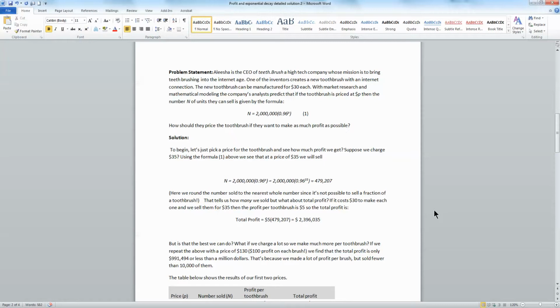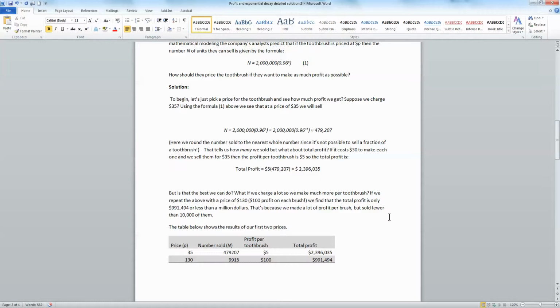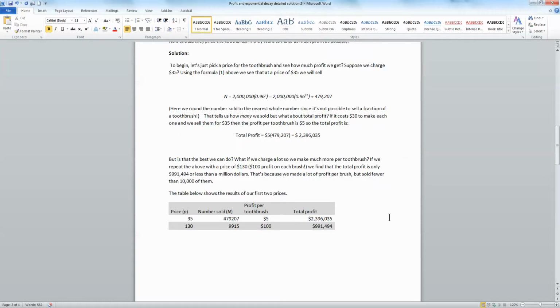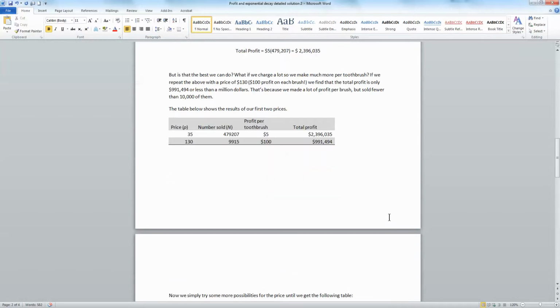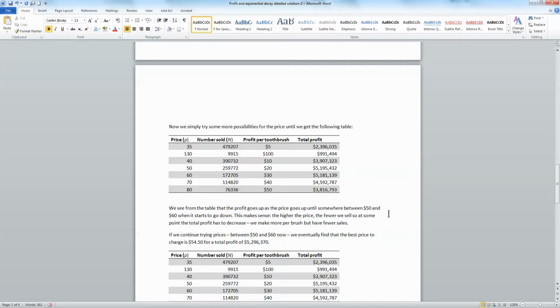What if we charge a lot so we can make much more per toothbrush? So then we calculate that, and we see that we'll make $100 on each toothbrush, but we won't sell as many of them. And then we create a table with the first two pieces of data we've collected, the profit at a $35 price and at a $130 price. Now we simply try some more possibilities for the price until we get the following table. So now we've done a whole bunch of them.